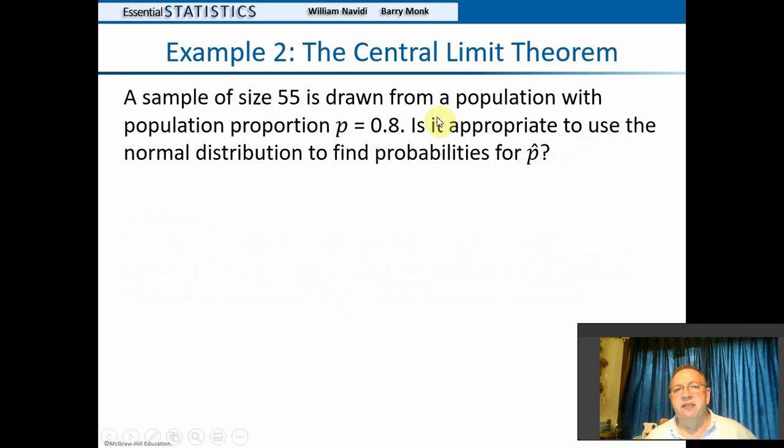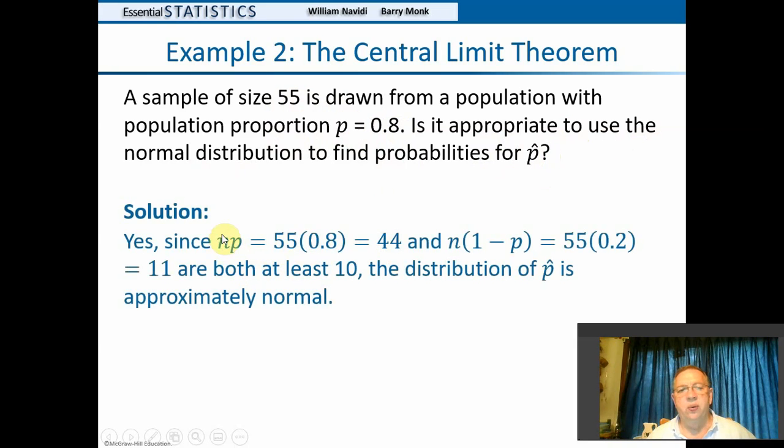Here's a 55. With the population proportion p equal to 0.8, is it appropriate to use the normal distribution to find probabilities for p hat? 55 times 0.8 and 55 times 0.2 are the numbers I'm going to look for. So n times p, 55 times 0.8, is 44. I'm good, bigger than 10. n times 1 minus p, 55 times 0.2, is only 11, but it's at least 10, the very least is 10. The distribution of the sampling proportion is approximately normal, and I can use the central limit theorem.